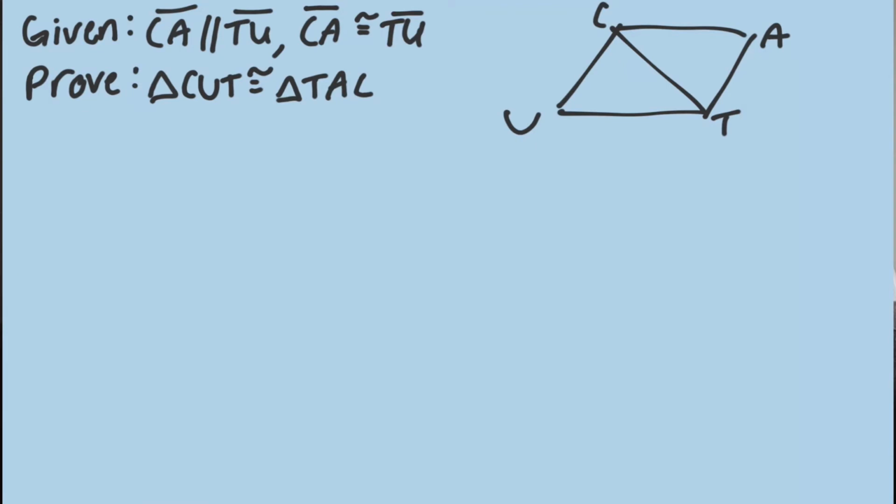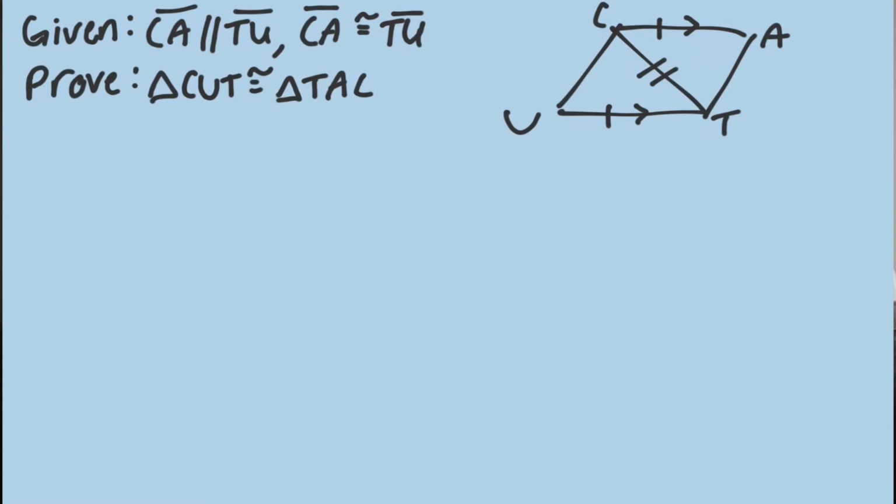In this problem, we're given that segment CA is parallel to segment TU, so that's usually denoted by arrows, and segment CA is also congruent to TU. We can't say that angles U and A are congruent, we don't have a reason to. We can't say that CU is congruent to AT because we don't have a reason, but CT is congruent to CT by the reflexive property since that's a shared side. We still need one more piece of information.